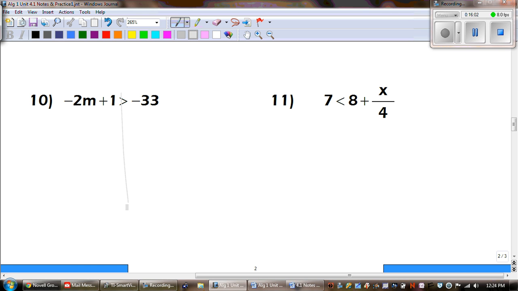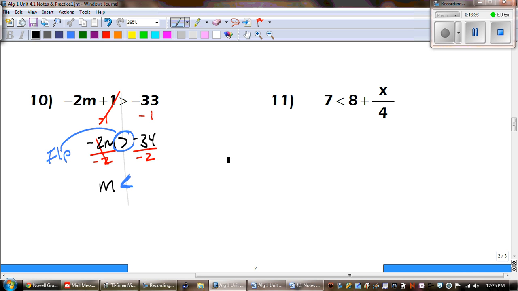Start by drawing the line down the middle. And remember that we're following the rules of SADMAP. So I need to subtract 1 to both sides. And we have negative 2m is greater than negative 33 minus 1 is negative 34. Now, to get the m by itself, I need to divide, and I'm dividing by a what? That's right, I'm dividing by a negative, which means we have to flip the sign.